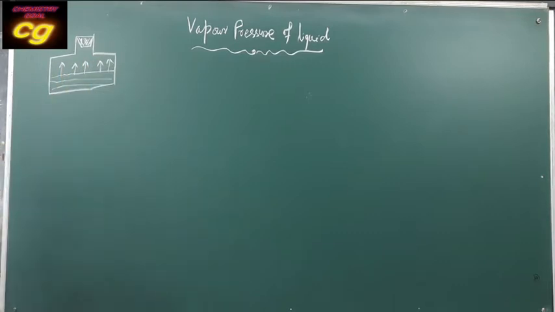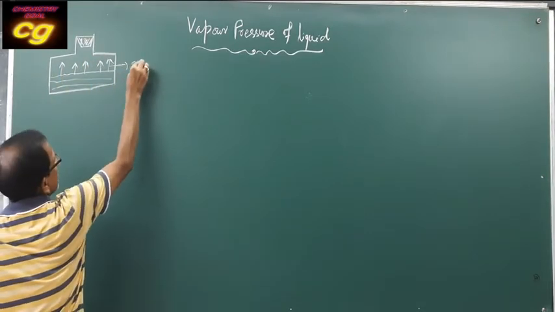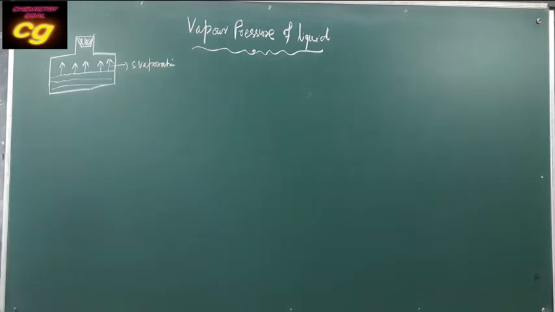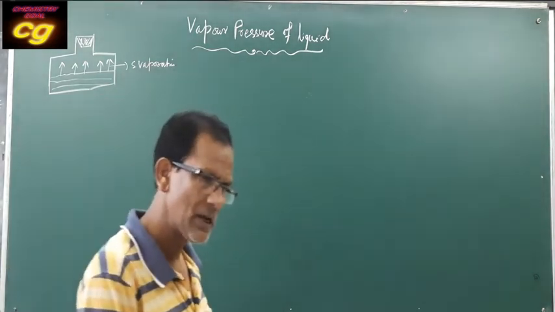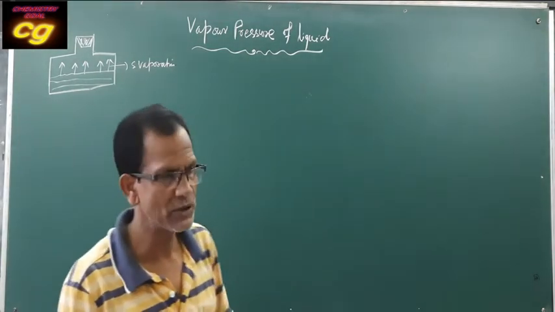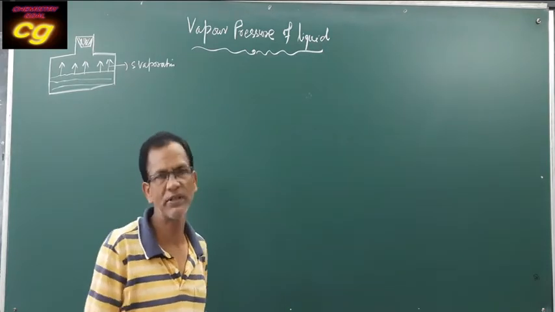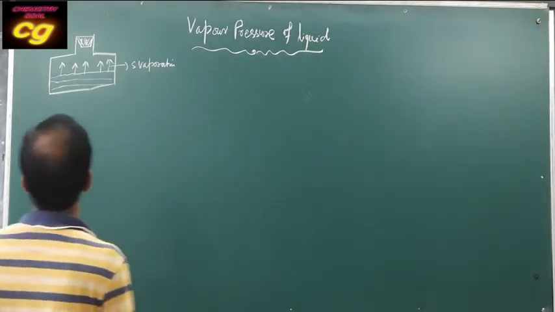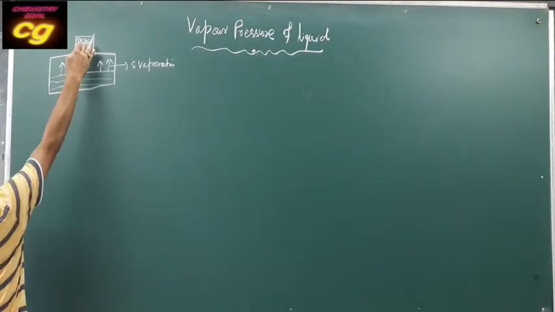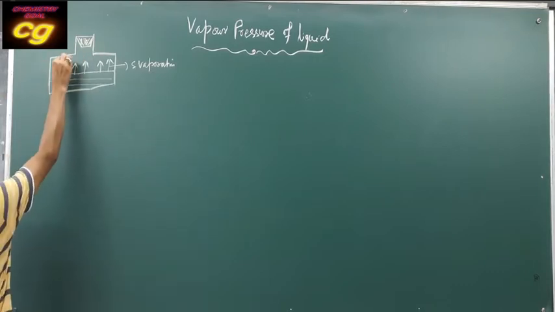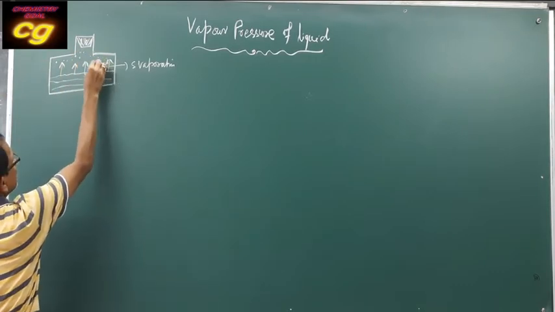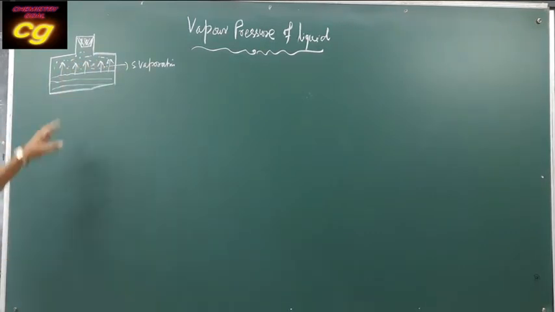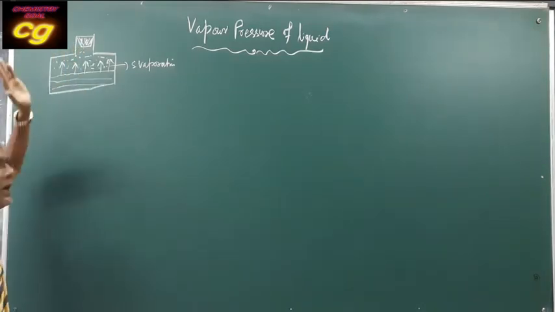This stage is called evaporation, the conversion of liquid to vapors. It takes place at room temperature also. There is no fixed temperature for evaporation. Evaporation takes place at every temperature. So when we keep liquid in a closed container, it converts to vapor, and the vapors increase with time. So the number of vapor molecules will be more on the surface of liquid.